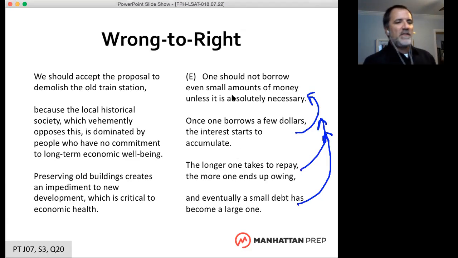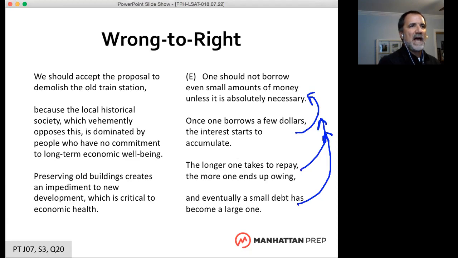The flaw in this, does anybody see what the flaw is in answer choice E here? Does anybody see what's wrong with answer choice E and why it is a flawed argument? There are a couple things you might come up with, but I'm wondering if anybody sees a problem with this.